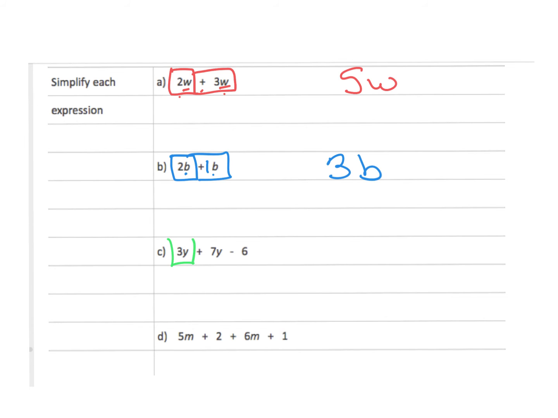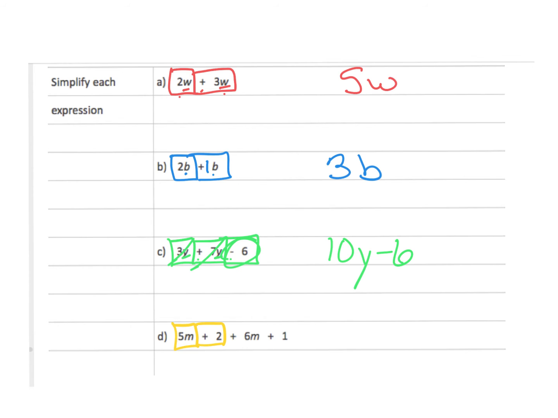Same thing, put boxes around each term. Always include the sign that's in front. I can put these two together because they're y's. So 3 plus 7 is 10y. And because this minus 6 is all by itself, I'm just going to add it to the end.